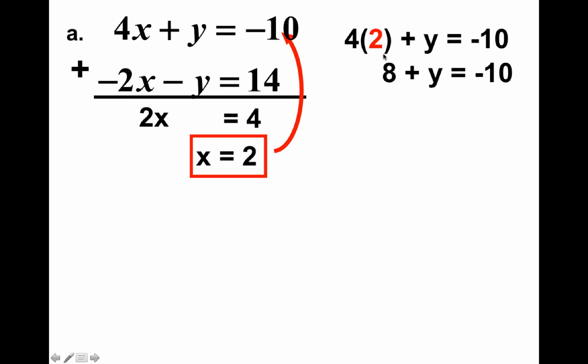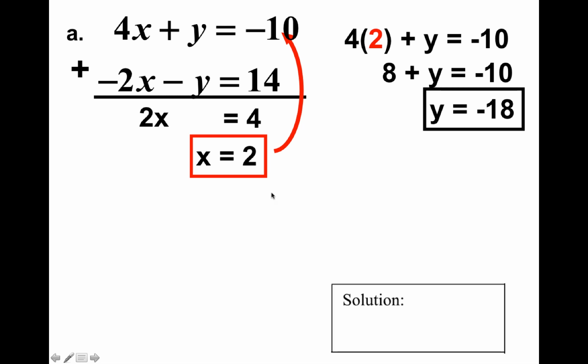4 times 2 is 8. And then we can subtract the 8 over, so negative 10 minus the 8 is negative 18. And then you write your answer as x comma y, so it's 2, negative 18.